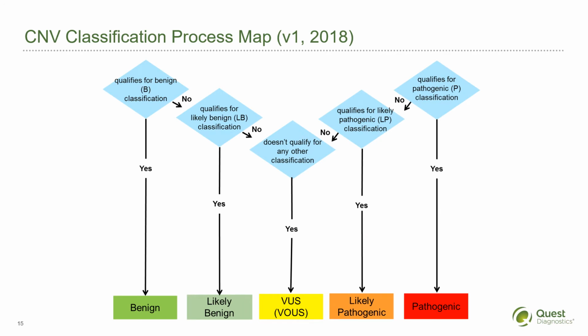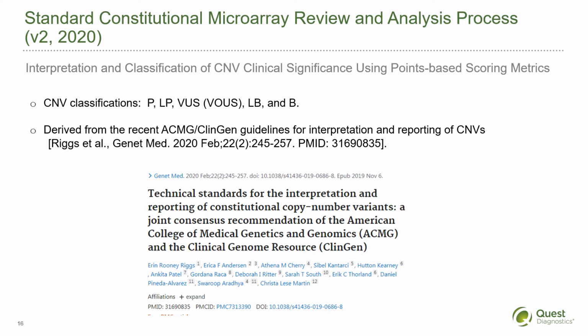In our original SOP, we defined benign, likely benign, and pathogenic, likely pathogenic CNV classifications. If a CNV did not qualify for any other classification, it was classified as uncertain. We recently released the updated macroarray SOP based on the ACMG ClinGen scoring-based guidelines.